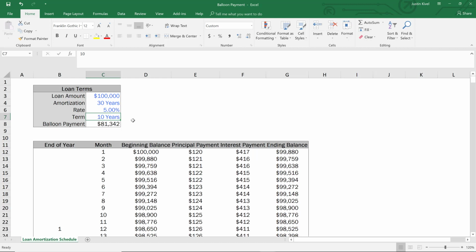So I hope that was helpful in explaining the difference between the amortization period and the loan term in commercial real estate.